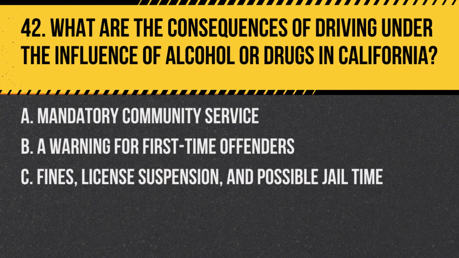Question 42. What are the consequences of driving under the influence of alcohol or drugs in California? A. Mandatory community service. B. A warning for first-time offenders. C. Fines, license suspension, and possible jail time. Answer: C. Fines, license suspension, and possible jail time. Driving under the influence is a serious offense with significant penalties.